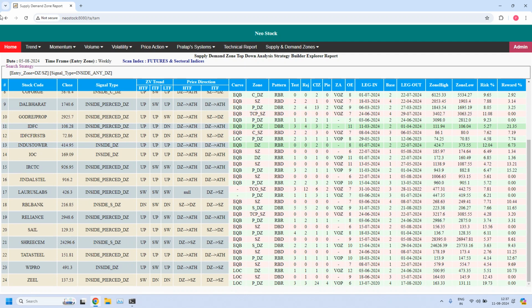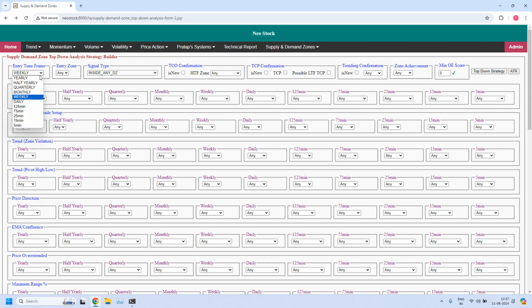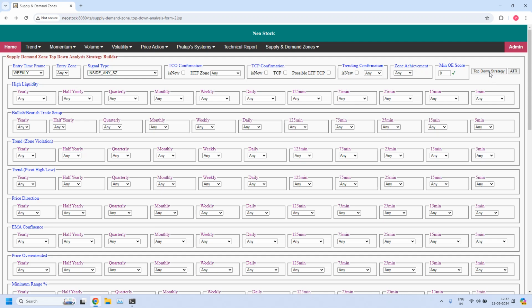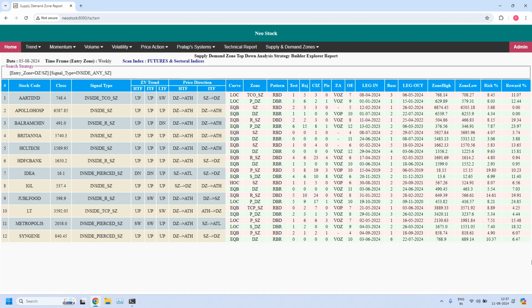Okay, the next report for weekly time frame, let us find the stocks where price closed inside weekly supply zone. 12 stocks are filtered where price closed inside weekly supply zone.